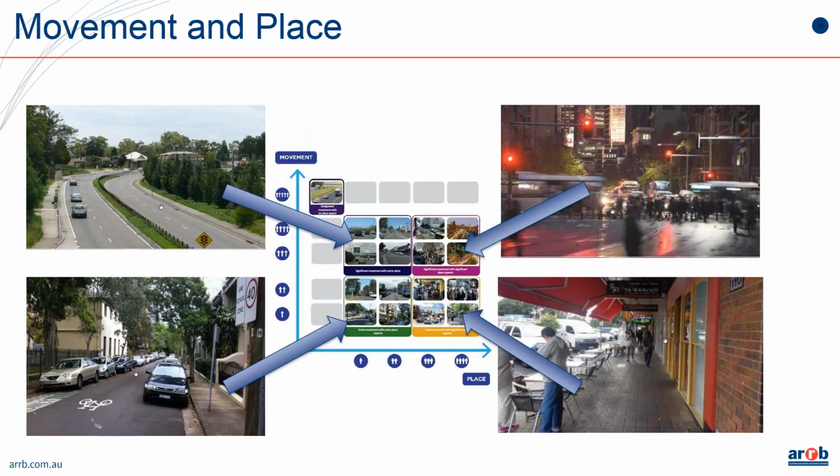From the simple thing that there is really no place function in a motorway. So in the movement and place framework, motorways are high on the movement function, zero on the place function. So in that sense, the priority in a motorway is really for movement to happen.